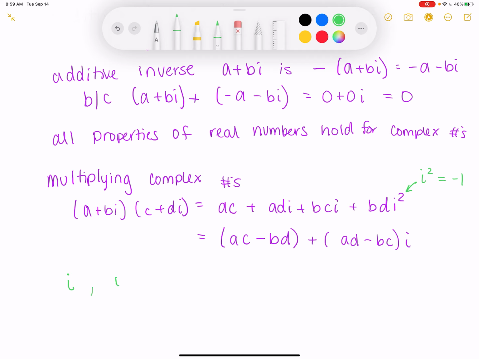i squared, i cubed, i to the 4th. Okay, the i is obviously just i, i squared is -1, i cubed is -i, and i to the 4th is +1. Okay, and this continues following this pattern.